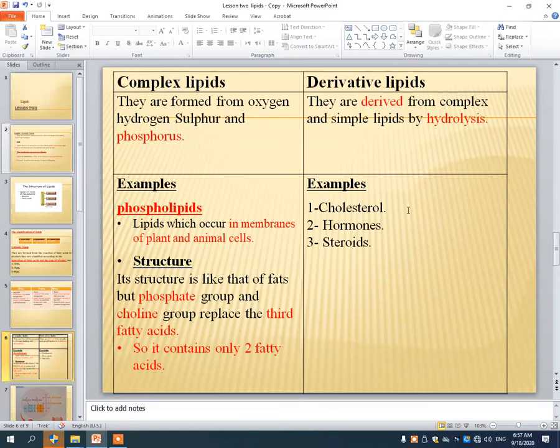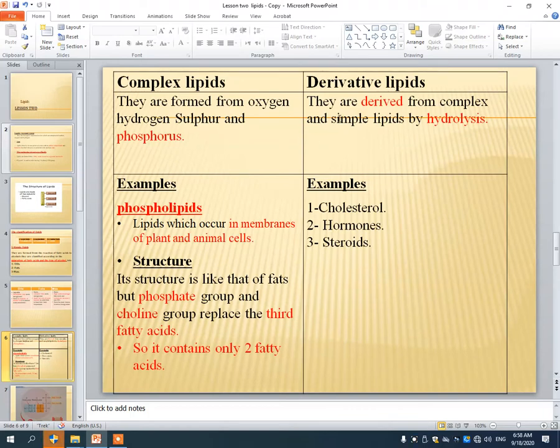We said that lipids consist of three fatty acids and glycerol. The structure of phospholipid is the same, but here we have only two fatty acids and the glycerol, and fatty acid number three is replaced by a choline group and a phosphate group. So the structure of phospholipid is like the structure of fats or any lipid, but the phosphate group and the choline group replace the third fatty acid. So it has only two fatty acids.